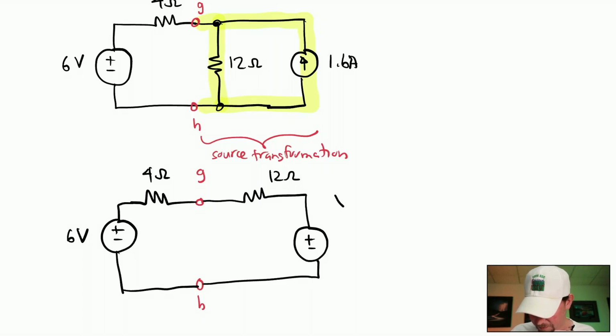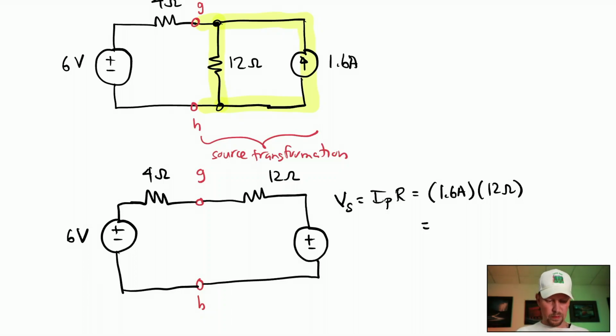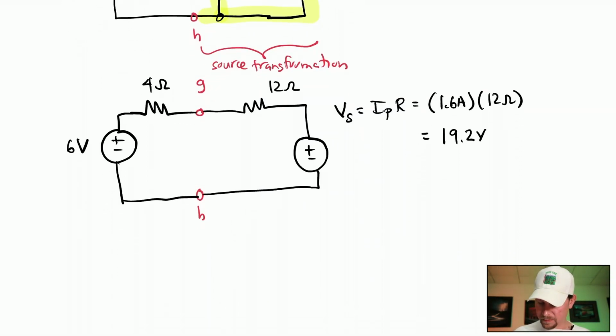The value of this voltage source, well, it should be the current source times the resistance. This has a value of 1.6 amps times 12 ohms. And if I use my calculator to calculate that, 1.6 times 12, that's 19.2 volts, like this. All right, so this is a 19.2 volt source.